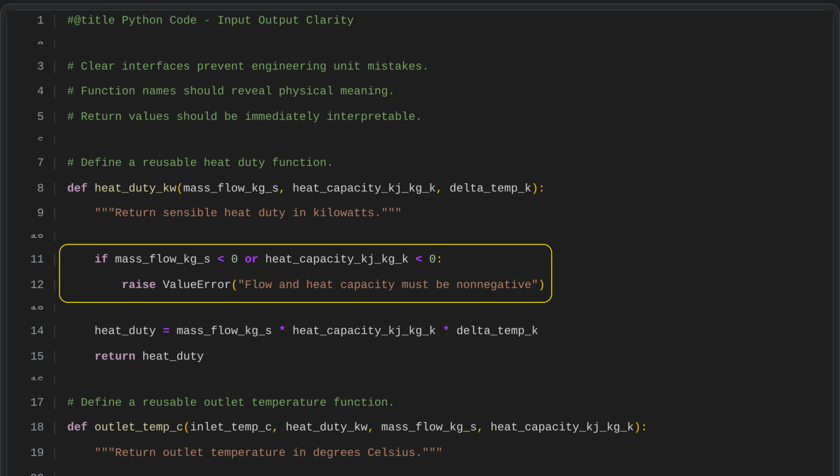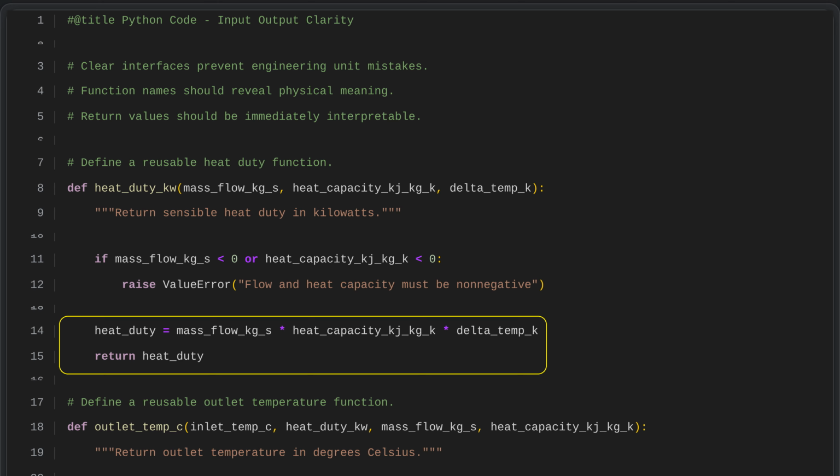The code validates the inputs by checking that mass flow rate and heat capacity are not negative. If either value is below 0, it raises an error explaining that both must be non-negative. This prevents invalid inputs from causing incorrect calculations. The function calculates heat duty by multiplying mass flow rate, heat capacity, and temperature change. The result gives the heat transferred in kilowatts, which the function returns for use elsewhere in the program.